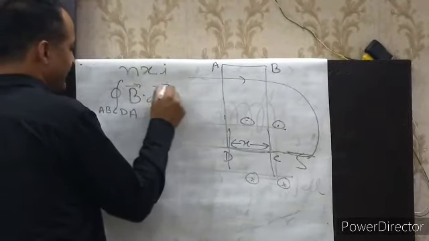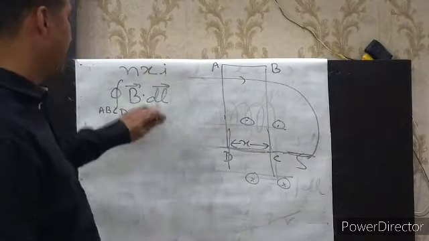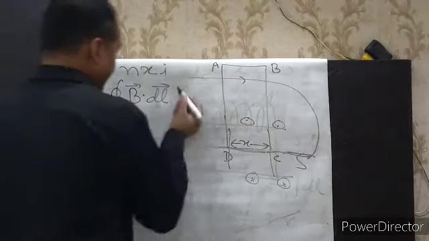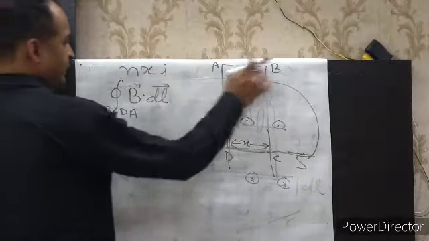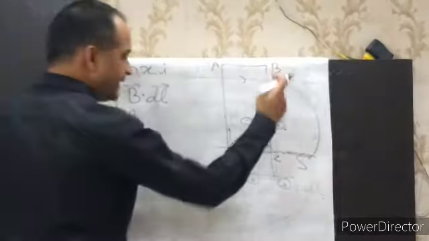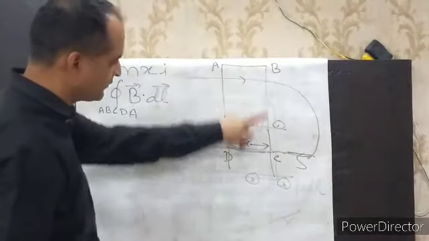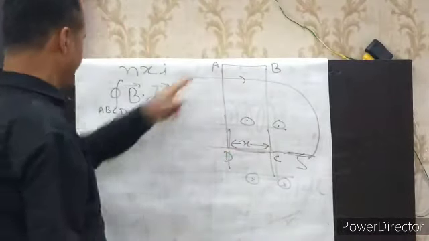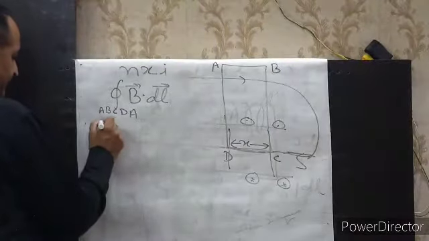Magnetic field is a vector quantity, dl is also a vector quantity. This is a dot product. Now expand this: A to B, B to C, C to D, D to A. So we can write it like this.